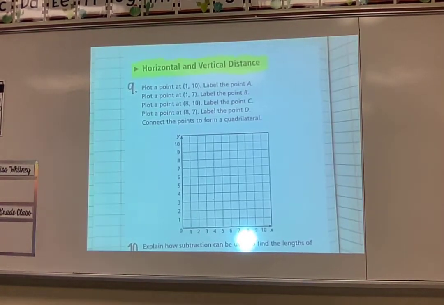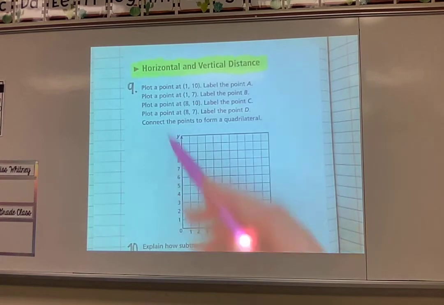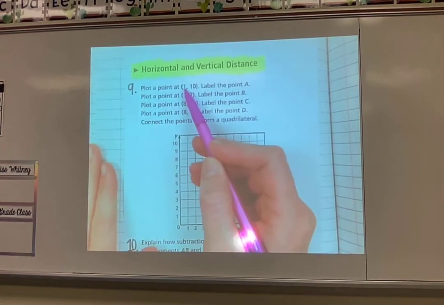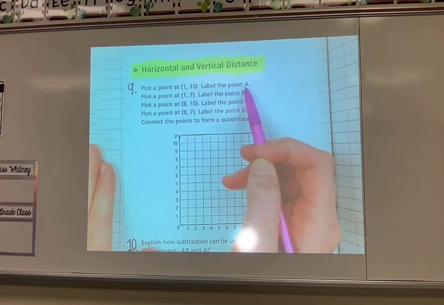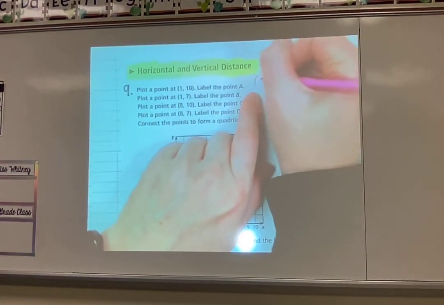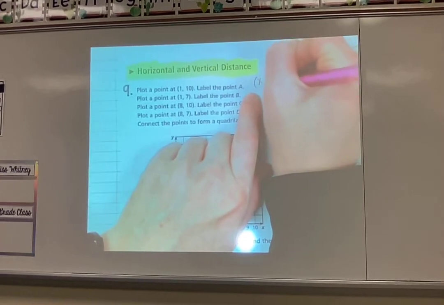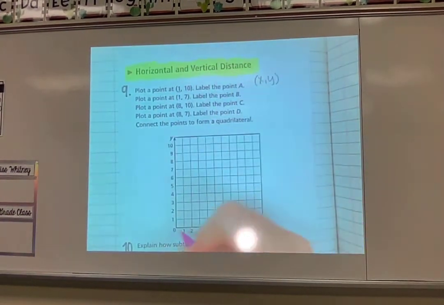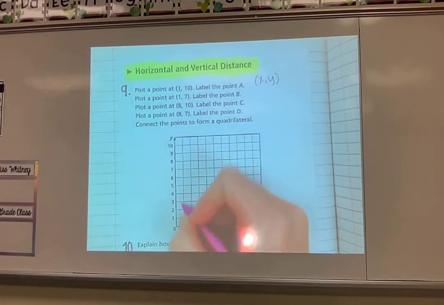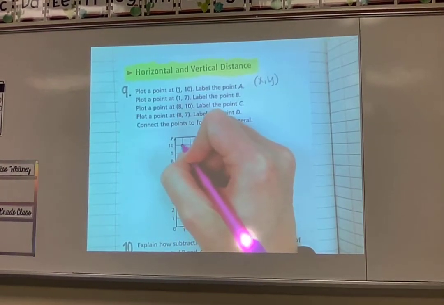Let's start up here with number 9. It says, plot a point at 1, 10. Label the point A. All right, so remember, this goes X, Y. X always comes before Y, even in the alphabet. So my X coordinate is a 1. My Y coordinate is a 10. So I'm going to mark that point right there.